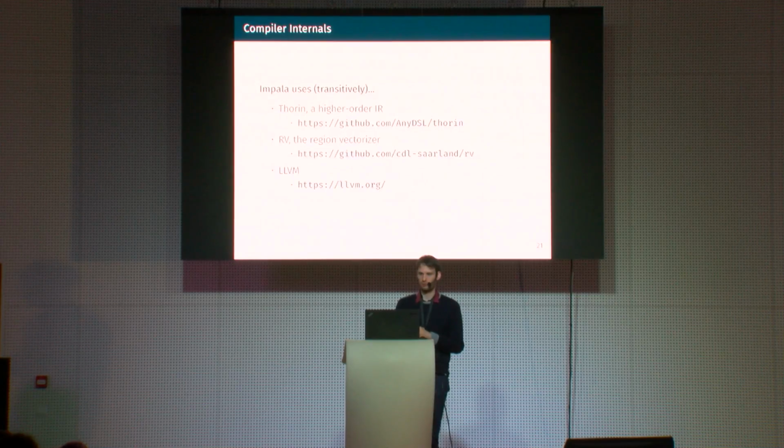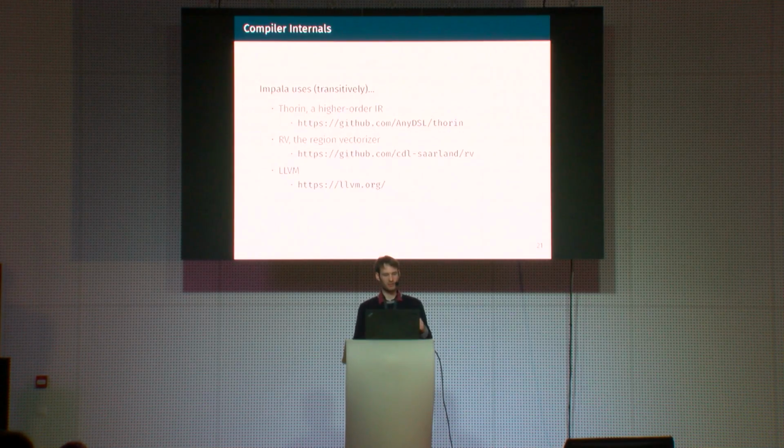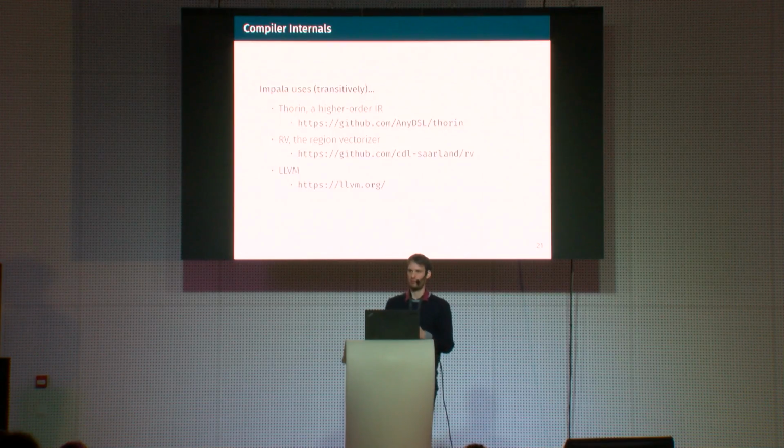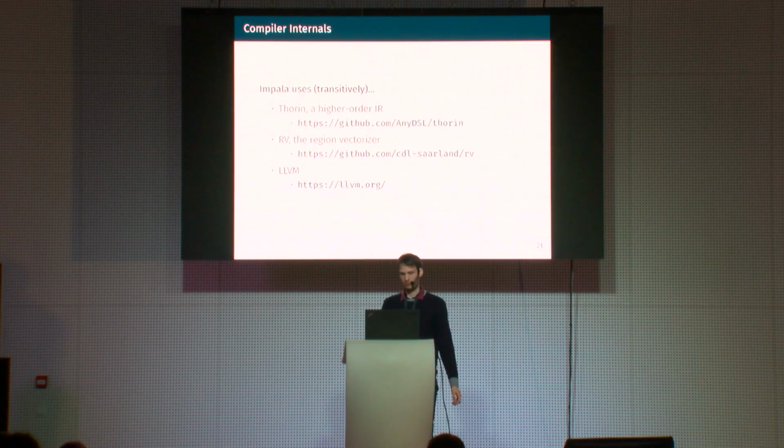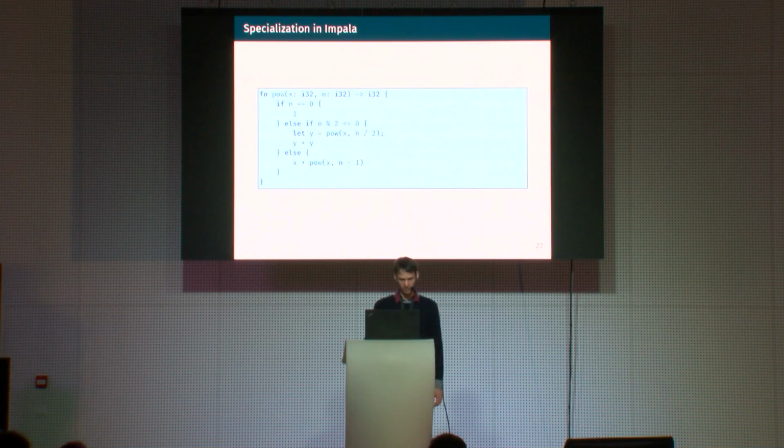Internally, we're using some technologies. There is, for instance, the higher-order IR we're using internally, which allows us to do some interesting optimizations. Out of this, we generate LLVM IR, which we vectorize using the region vectorizer. And finally, LLVM generates the appropriate machine code, so it does the job of instruction selection, register allocation, and all this stuff. All these things are available on GitHub, so if you want to have a look at them, just feel free to do so.